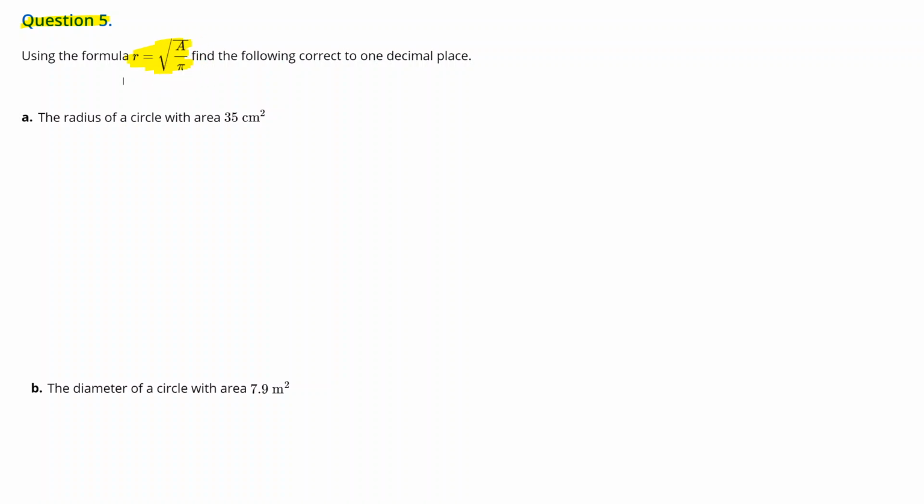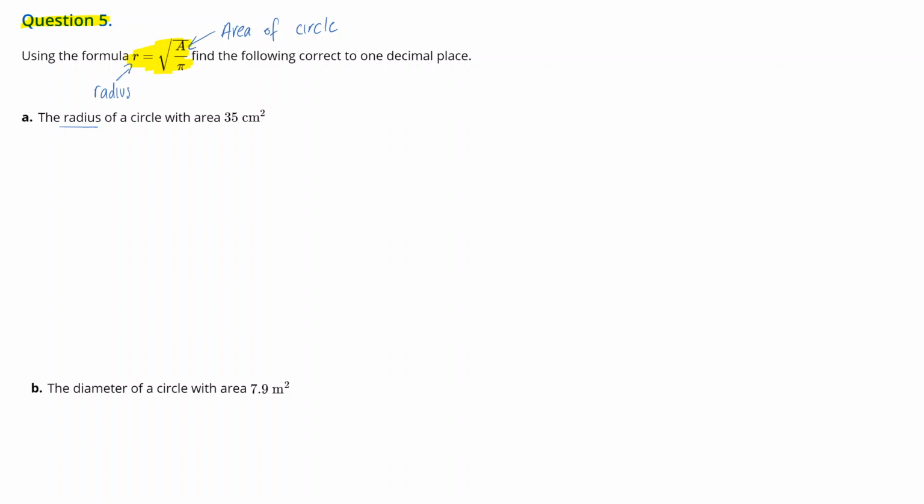So what exactly is this? Well, this r is my radius, and this a here is the area of a circle. I'll talk about where this formula comes from in a moment, but to answer these questions here, it's really just a matter of substituting in values. So here it says the radius of the circle with an area of 35 centimeters squared. So it wants us to find the radius if we have a circle of 35 centimeters squared.